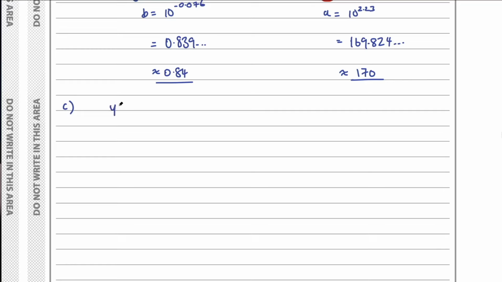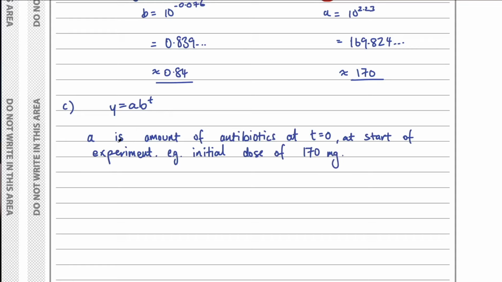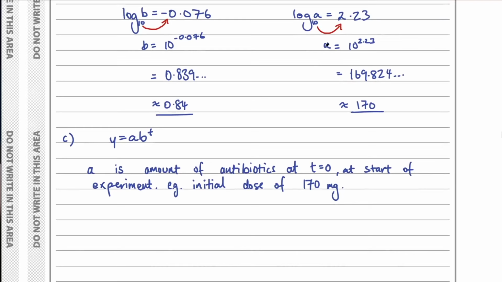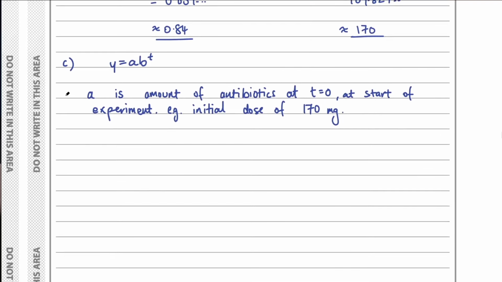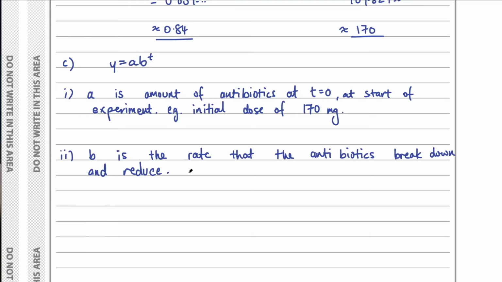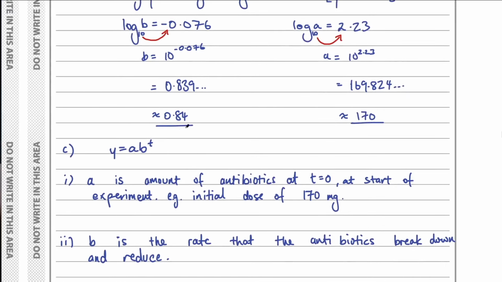And again, we're looking at this equation, the starting equation. And remember, we're talking about antibiotics. So A, we said, was the initial amount of antibiotics. So A is the amount of antibiotics at T equals 0 at the start of the experiment, or injection, or whatever you want to refer to this as. And so e.g. initial dose of 170 milligrams, because we got that value for A. Then for part 2, we'll say B is the rate that the antibiotics break down. And then if we look at the value we got for B, 0.84.